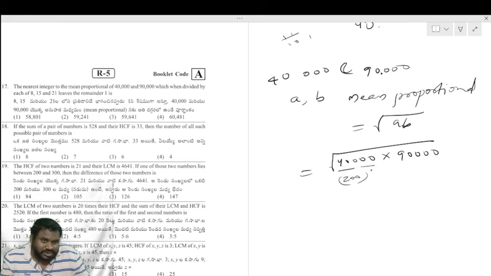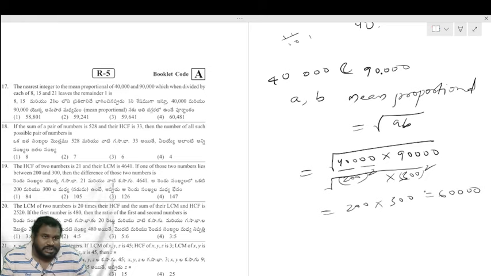40,000 into 90,000, how does it become? This is 200 square. This one is 300 square. So under root of 200 square into 300 square. So 200 into 300, so it will be 60,000. There should be a number which is nearer to 60,000, and it should satisfy a condition that it should be divided by 8, 15 and 21.